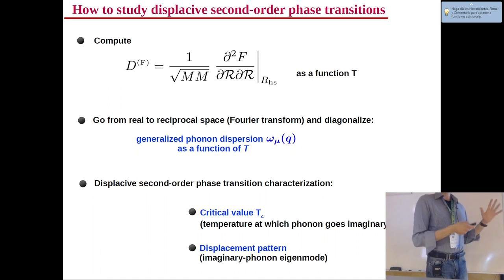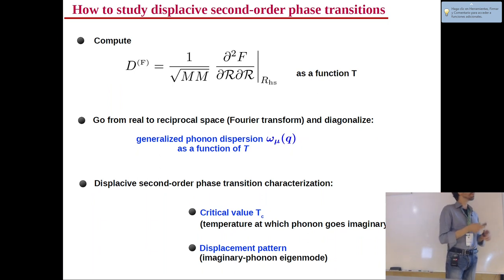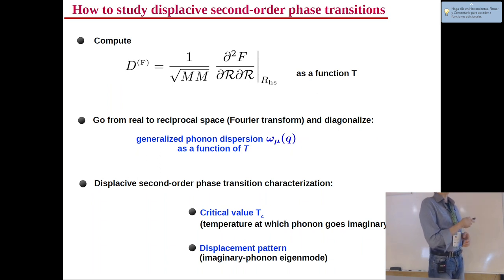I have described so far a formalism in a real space supercell. Of course, we can take advantage of the fact that we are considering a crystal, so we Fourier transform. And so in general, we can have something that depends on the momentum, q. By diagonalizing this, you obtain a phonon dispersion as a function of temperature, because you can diagonalize this for each temperature. And in this way, you can characterize a second order phase transition, because you follow these phonon frequencies as a function of T, and when one of these frequencies becomes zero and then negative, you have found the estimate of the critical temperature. And by considering the corresponding eigenvector, you also have the corresponding displacement pattern.